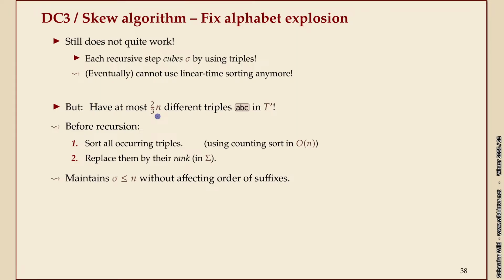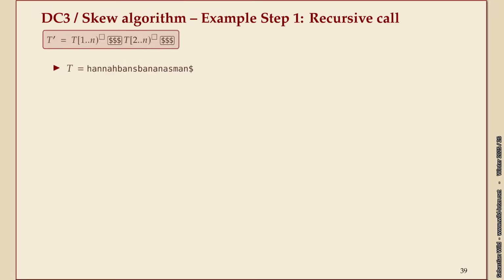So we do that, and what we do for that is again sorting. We sort the triples. That's again counting sort, 3 rounds, and replace every triple of 3 characters by a number which is the rank of that triple among all the occurring triples. And that means sigma remains less than n in every step, and then we do get the same behavior in the recursive calls. And so, pinky promise, that's it. There are no more nasty surprises coming up.